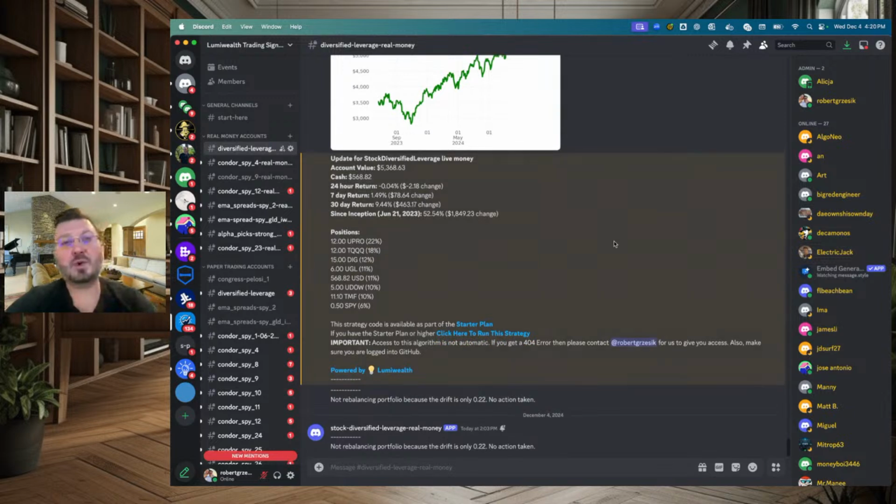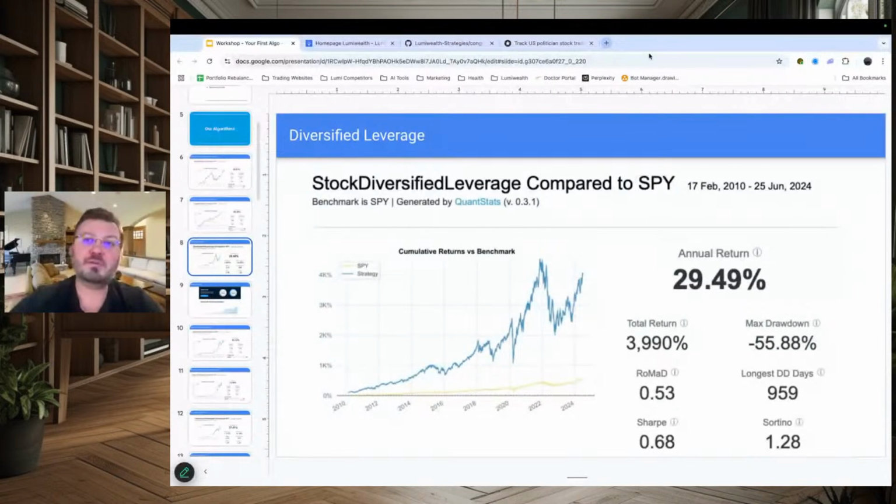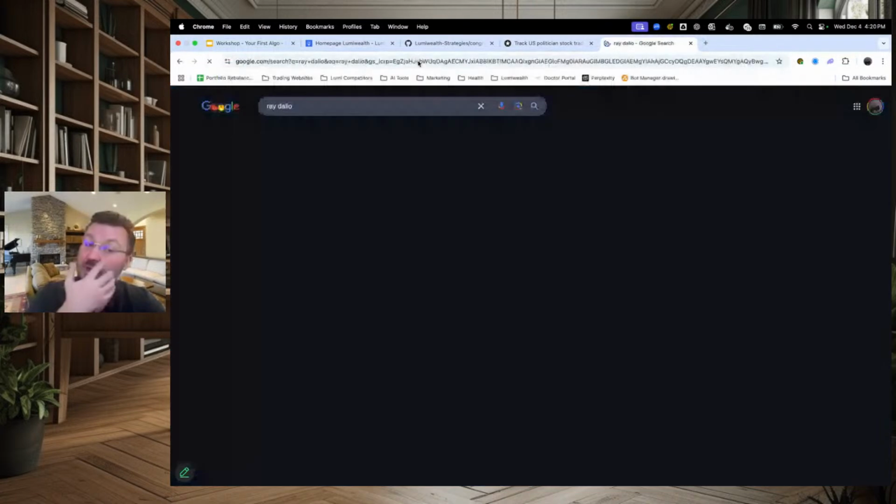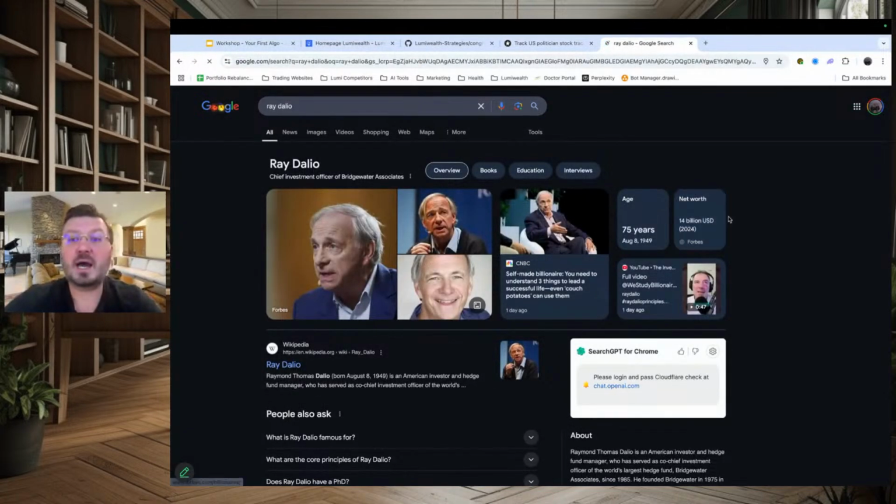You want to understand what it does. Basically, what this bot does is it follows Ray Dalio's portfolio. If you've never heard of Ray Dalio, this guy here, very, very famous investor. He's one of the richest people on earth, with a net worth of $14 billion. He's on the Forbes list as one of the richest people on the planet.